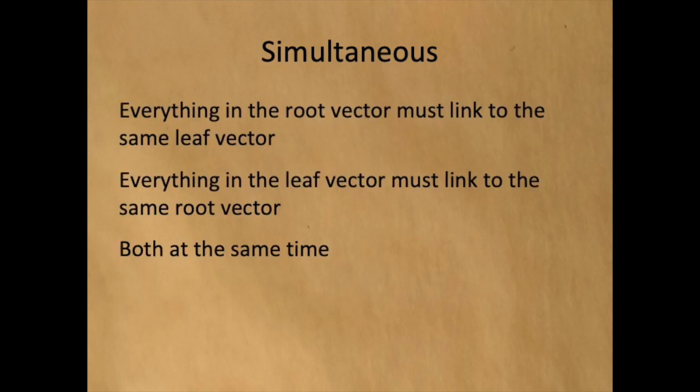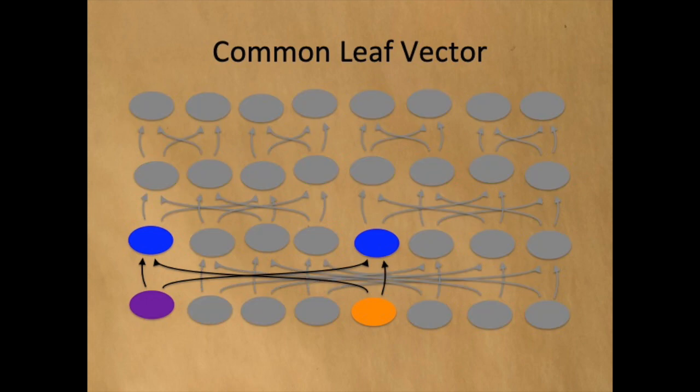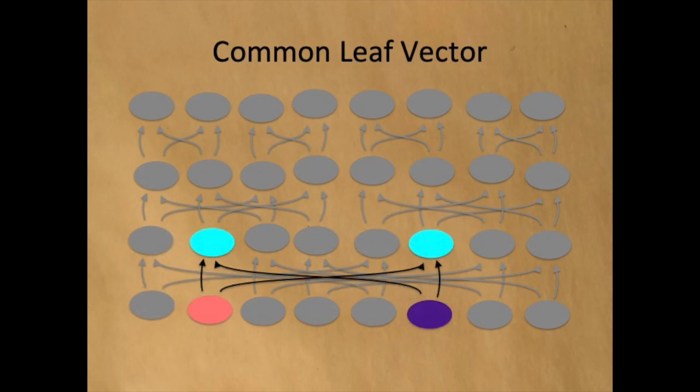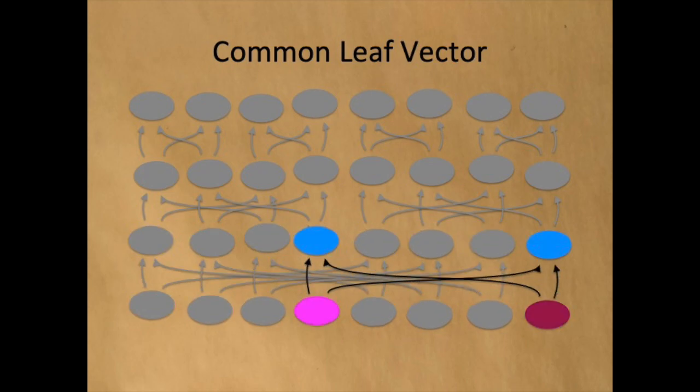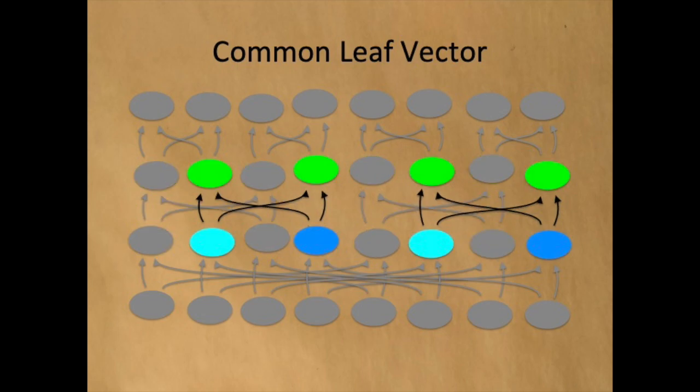Simultaneous. Every value in the root vector must link to the same leaf vector, and everything in the leaf vector must link to the same root vector, and we have to do both at the same time. Whatever values we choose in the leaf vector, they all must share a common root vector. These two values, whatever they are, must produce the same spine value. These two values must produce the same spine value, and these two values must produce the same spine value. At the next level up, there are only two different spine values amongst these 4 nodes, and whatever values they are, all 4 parents must share the same spine value.